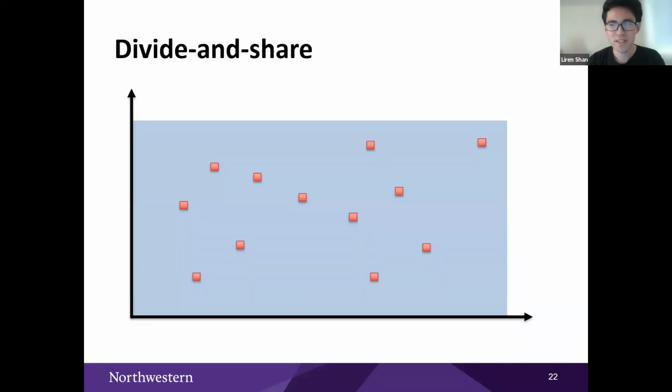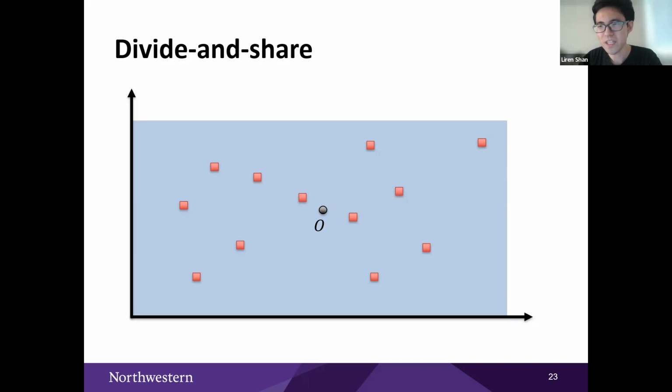Now we describe the most important subroutine, divide and share. So consider a region with more than 2 centers, which corresponds to the blue rectangle in the figure. And all red squares are centers assigned to this region. We first compute the median point of these centers. Here, the median point is this black point, which means for each coordinate, the value of this point is a median of the coordinate values for all centers. Thus, there are half of the centers to the left of this black point and half of the centers to the right of this point.